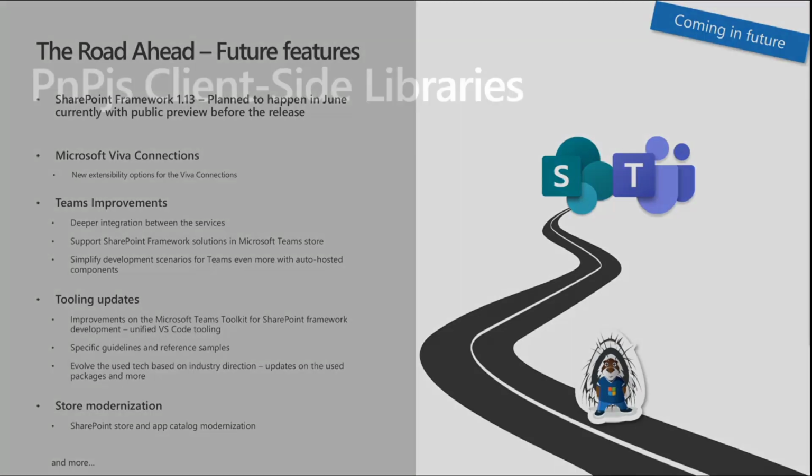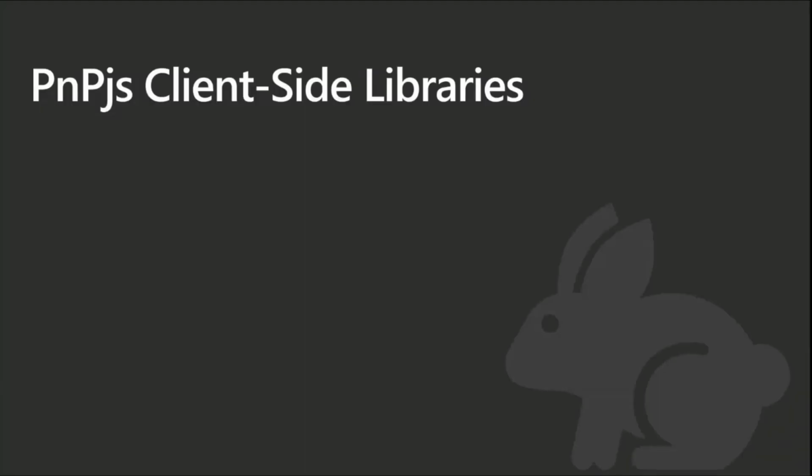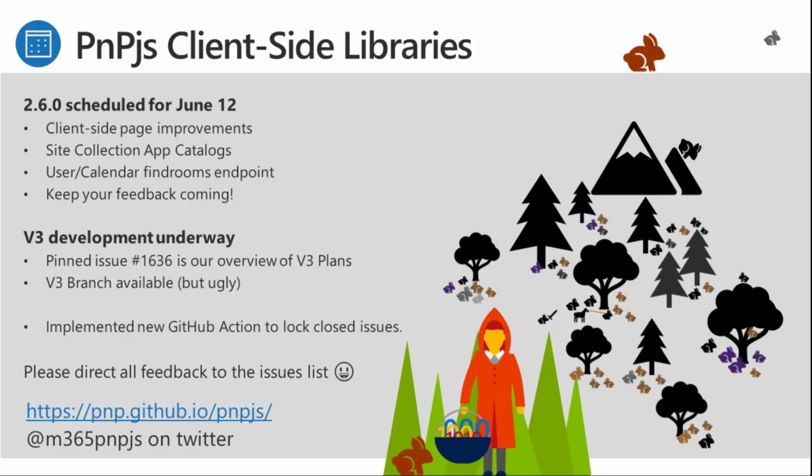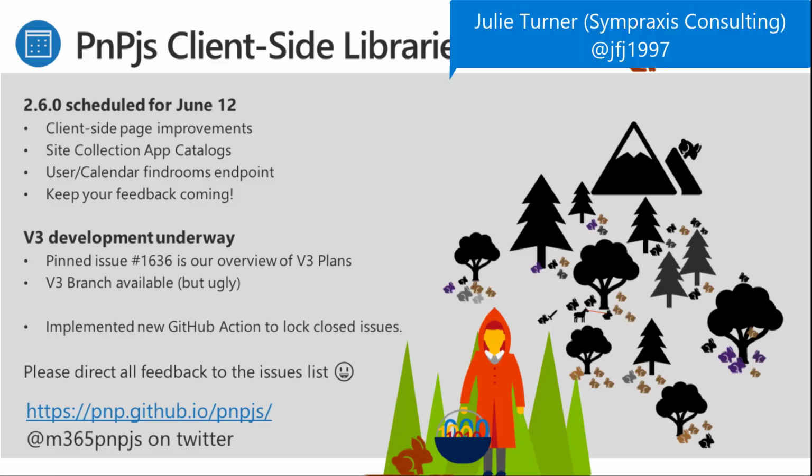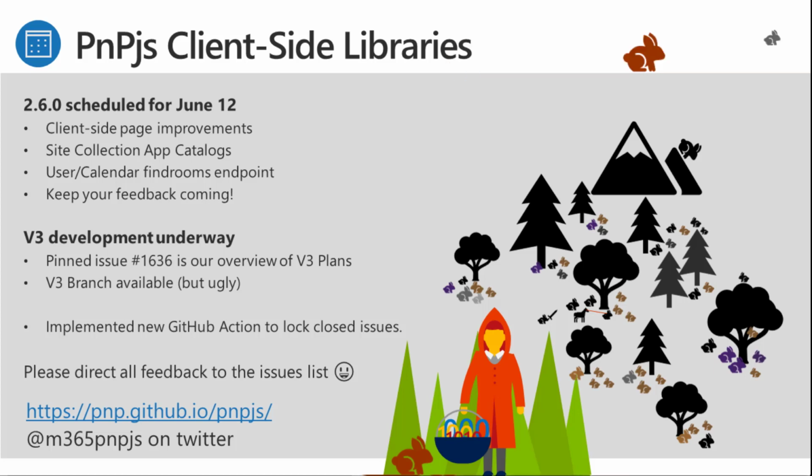Thank you, Vesa, for those updates. Now we'll go to Julie for updates on the PnPjs client-side library. Awesome. Thank you, Patrick. So I just want to announce the 2.6.0 release is scheduled for June 12th. We have an update for client-side page improvements, site collection app catalog support, the user/calendar find rooms endpoint for Graph, and some other documentation updates.